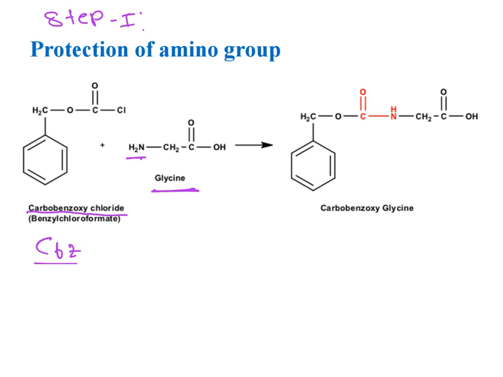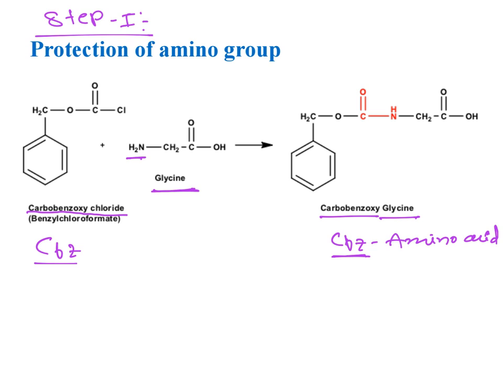In step 1, we are reacting CBZ chloride with glycine, which forms the CBZ amino acid, that is, carbobenzoxyglycine. Here our amino acid is glycine, with carbobenzoxy. You can write the complete name, otherwise you can write the abbreviated name CBZ, with C capital. It is called a carbobenzoxy protected amino acid.